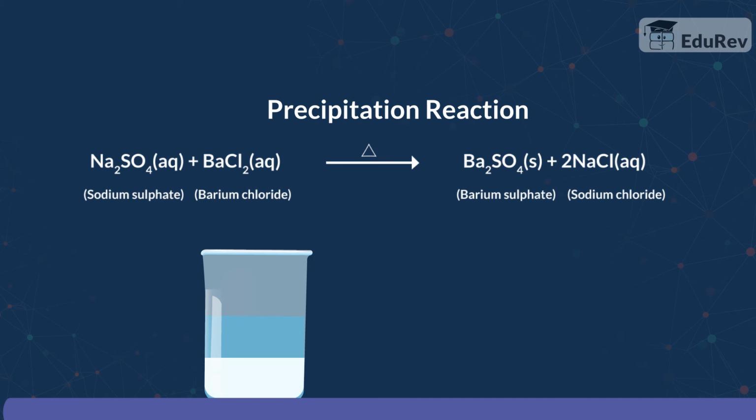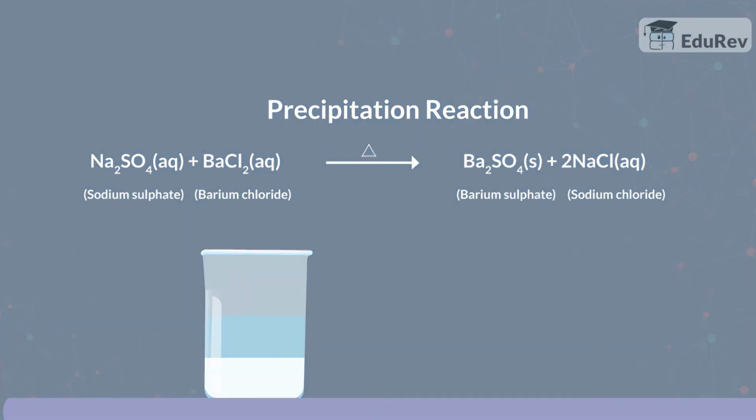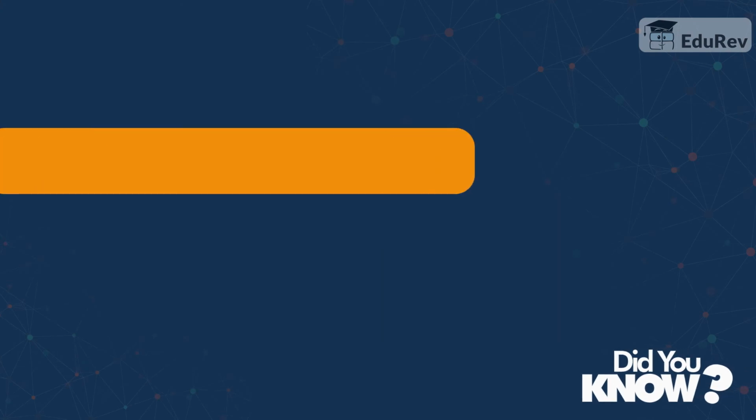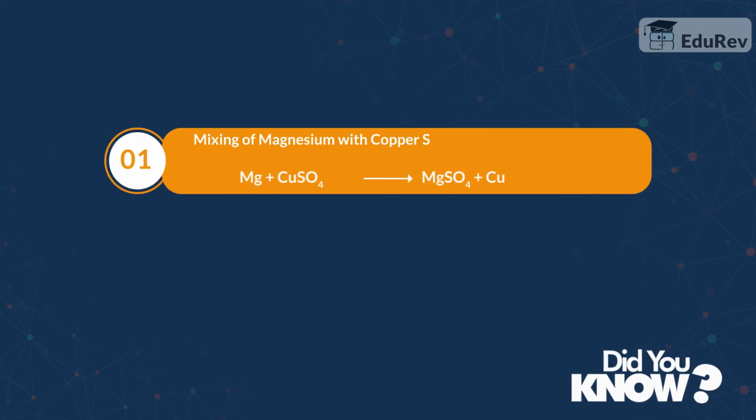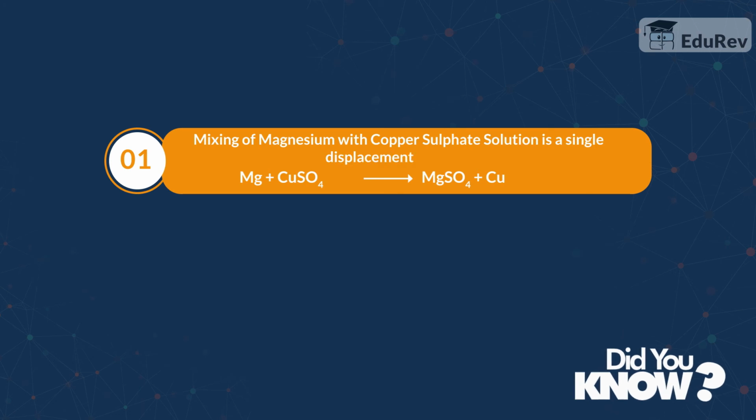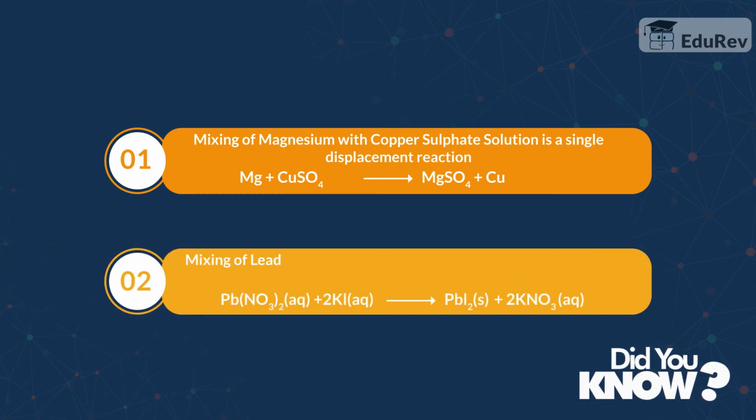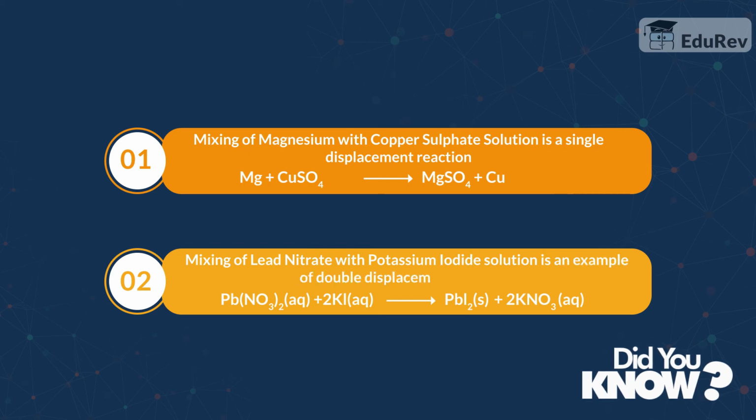Such a reaction leading to a precipitate formation is called a precipitation reaction. In this case, the white color precipitate of barium sulfate is formed by the reaction of barium and sulfate. The other product, sodium chloride, which is formed, remains in the solution. Did you know? Mixing of magnesium with copper sulfate solution is a single displacement reaction. Mixing of lead nitrate with potassium iodide solution is an example of double displacement reaction.